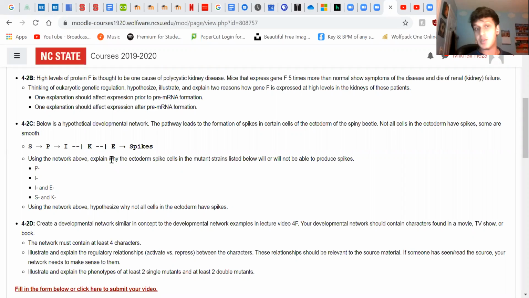The question states, below is a hypothetical developmental network. The pathway leads to the formation of spikes in certain cells of the ectoderm of the spiny beetle. Not all cells in the ectoderm have spikes, some are smooth. And it gives us a protein pathway here that ultimately leads up to the formation of spikes. Right now, using the network above, we can go down the list of mutant strains and proteins and explain why they won't be able to produce spikes, right?